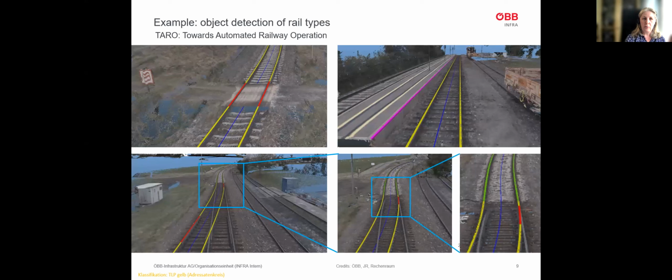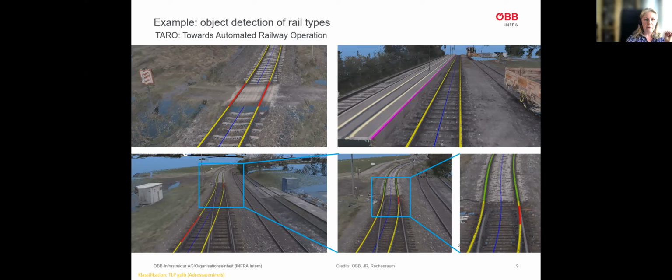Another object of interest are the rail types within our project. Another partner is working on the detection of the different types of rail. And here are only a few types of rail used within our network. The difficulty here is that the height differences are very small, so the detection is not that easy.